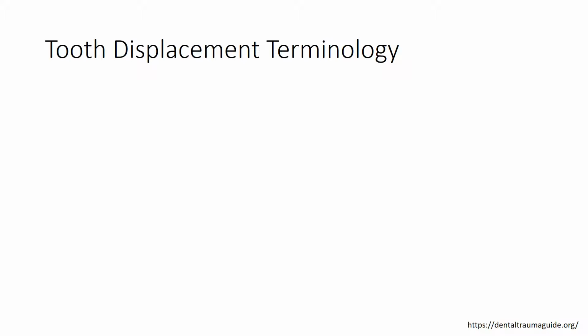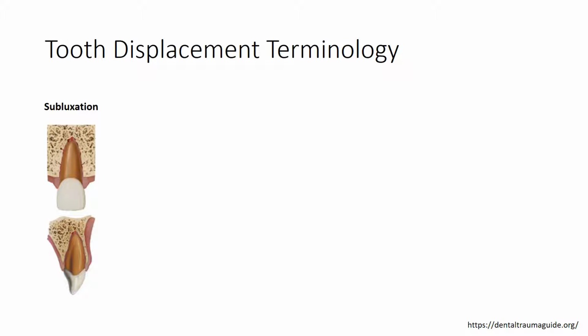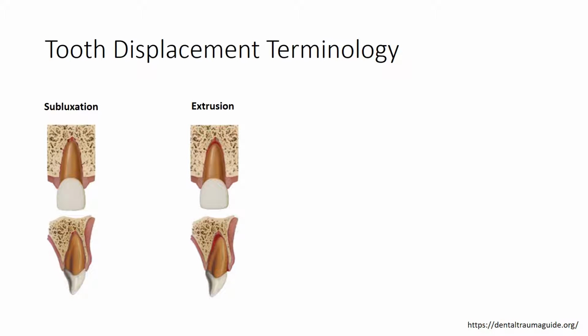Here are some diagrams that depict the terminology I was just talking about. Here's subluxation, again, no displacement of the tooth, but mobility, maybe some widening of the periodontal ligament space. Extrusion, you have coronal displacement of the tooth itself with some widening of the periodontal ligament space.